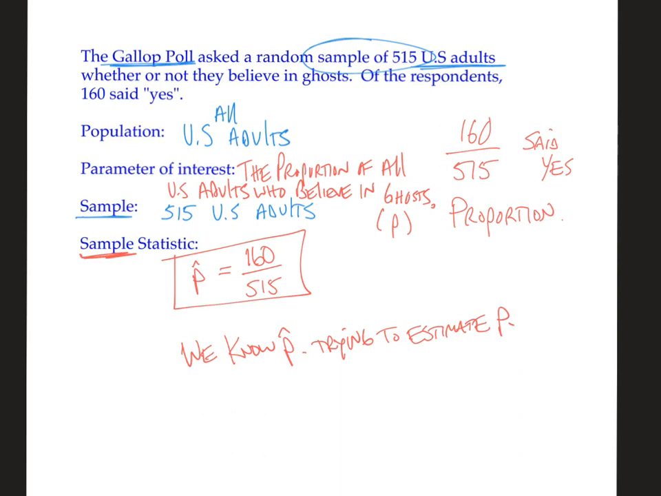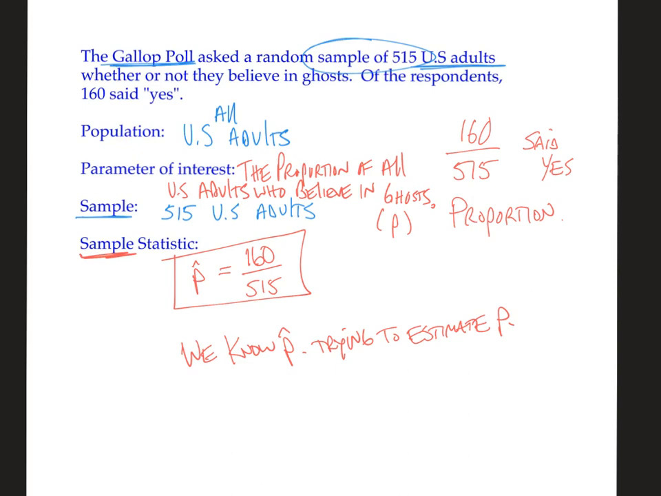Okay, so you're going to have some problems in the homework that look just like that. Identify who's in the sample, who's in the whole population, what's the parameter of interest, like what are we trying to figure out, and then what is our data showing us in our sample. And then use the correct symbols.